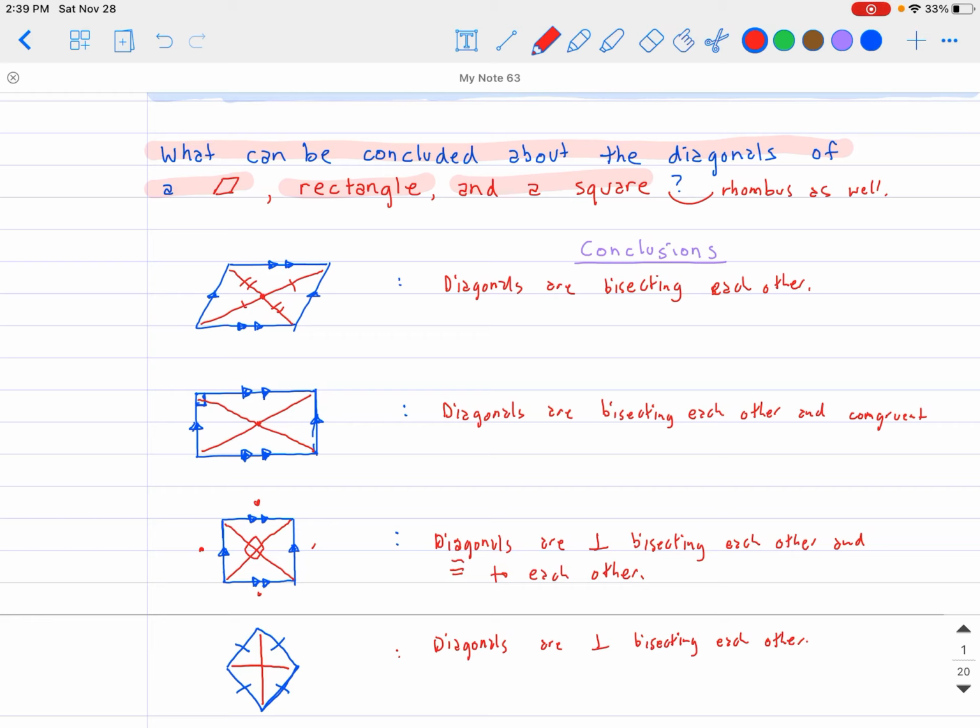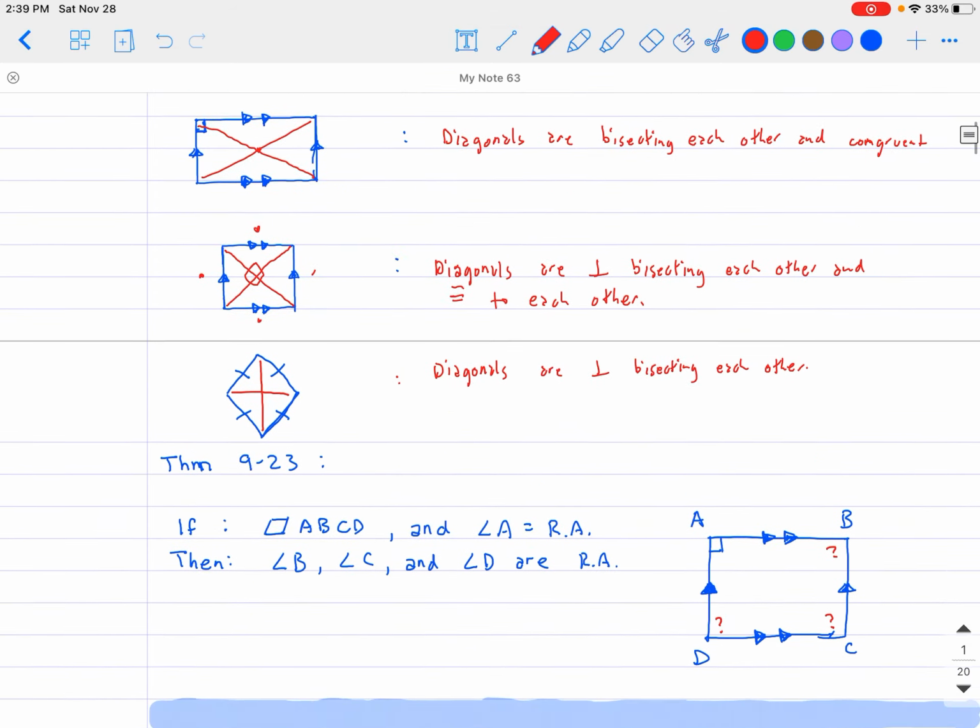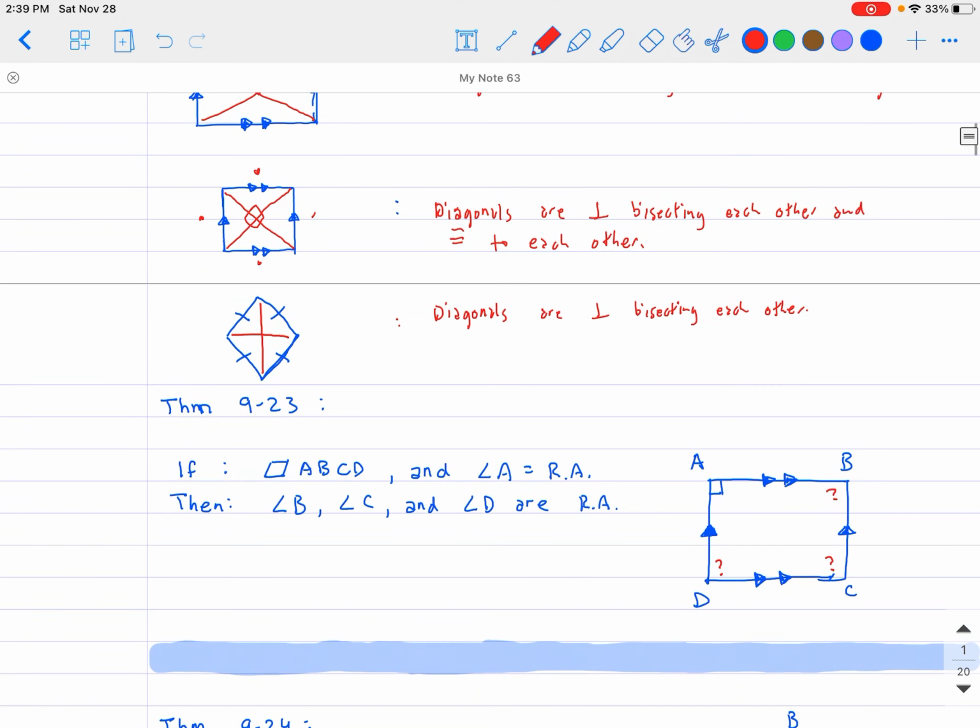All of these are definitely going to be proofs that you're going to be doing on your homework assignment. So, looking forward to that one. And the way you prove them is most likely going to be by some sort of congruent triangles. All right, so let's go ahead and do some of the theorems that we're going to see in this section.